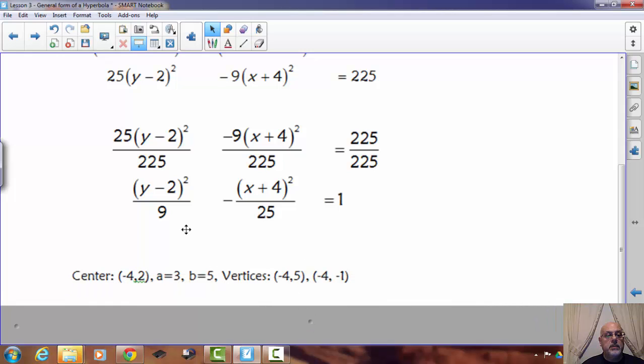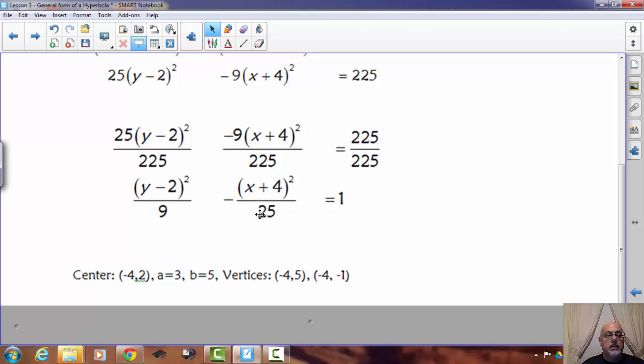And the center is at negative 4, 2. You have to remember, even though the x term is second, that's still the h part of the coordinate at the center. A squared is 9, so a is 3. B squared is 25, so b is 5. And here we have 2 vertices.